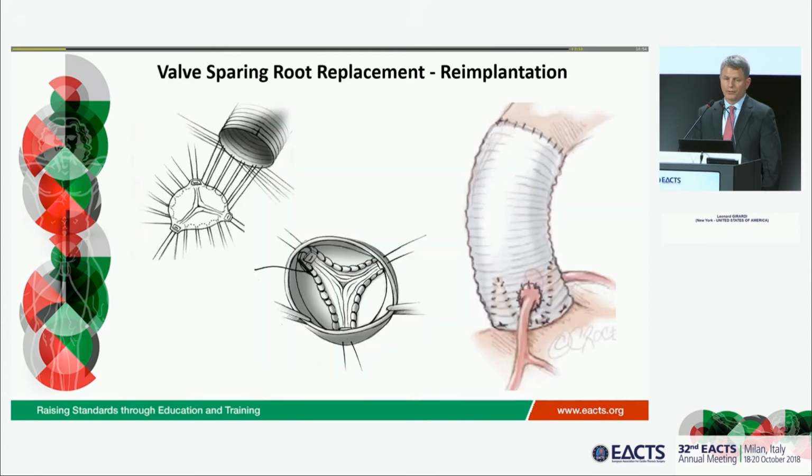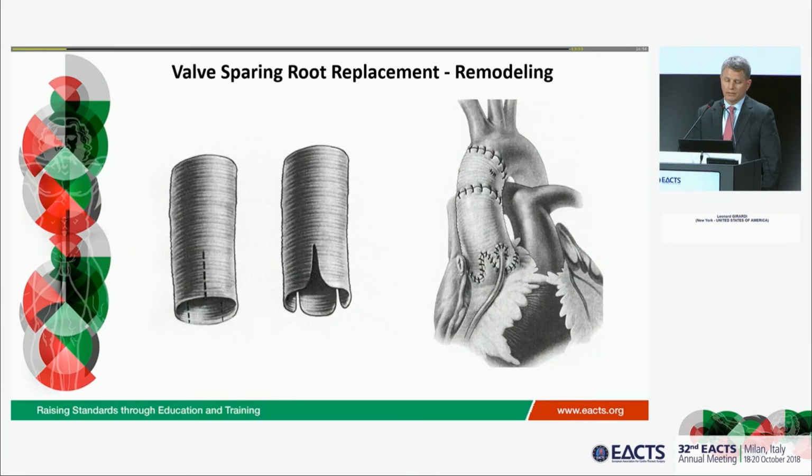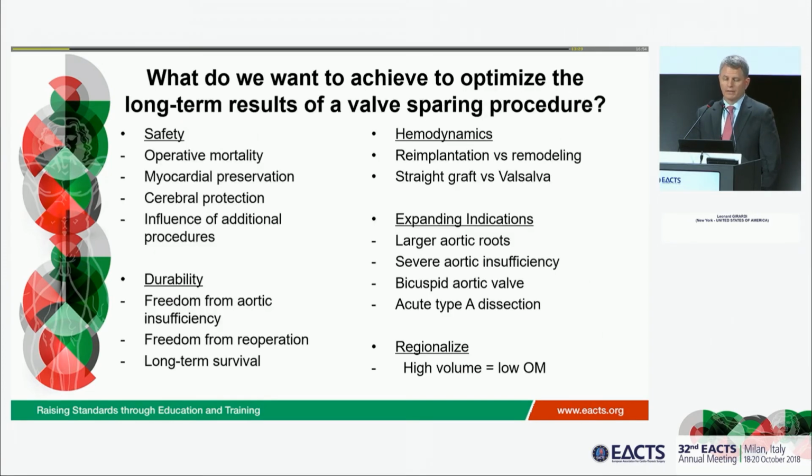So whether you believe in reimplantation or you believe in remodeling with or without annular stabilization, the things that we need to achieve to optimize long-term results are obviously safety is most important. It's hard to worry about long-term results if you don't get short-term results. Operative mortality being the primary concern, but of course other problems related to myocardial preservation for these complicated and sometimes long procedures, cerebral protection when we have to add on an arch procedure, and then of course what's the influence of additional procedures that can sometimes be necessary in older populations.